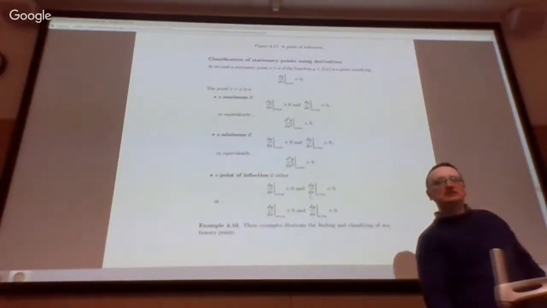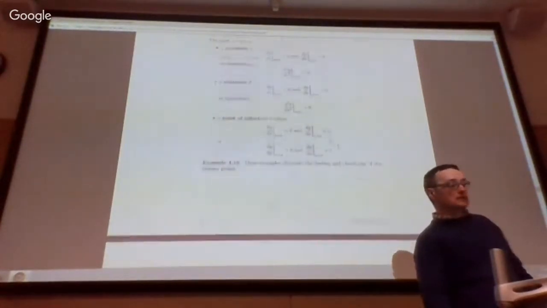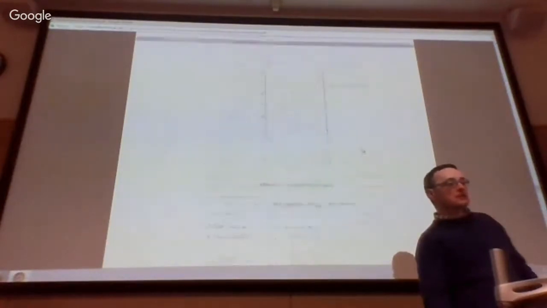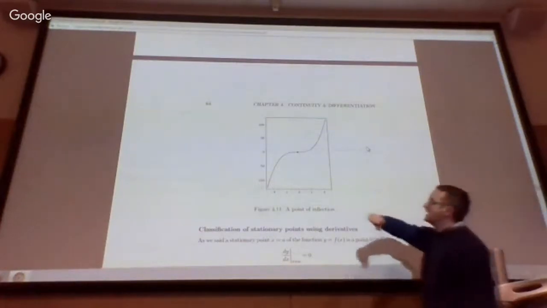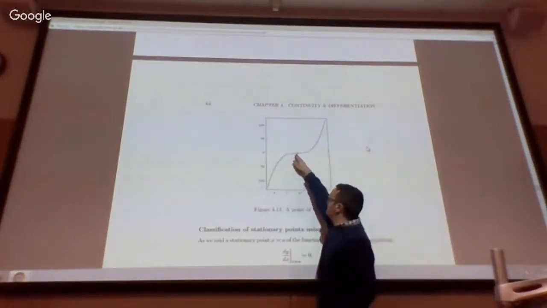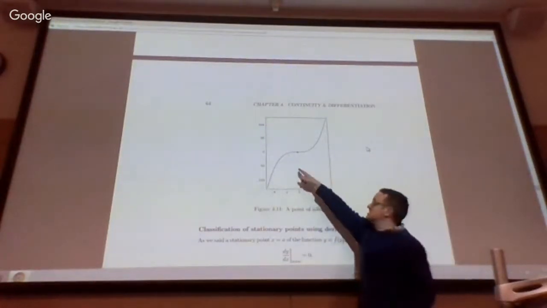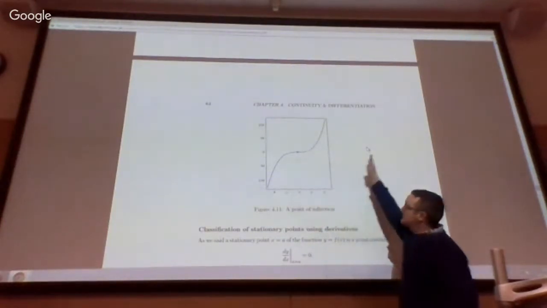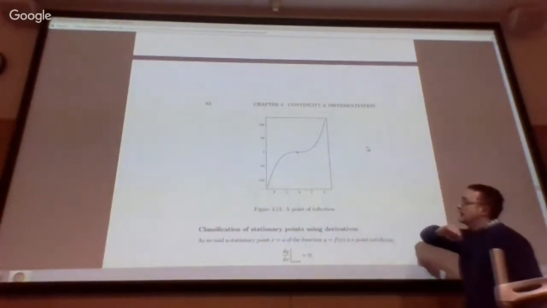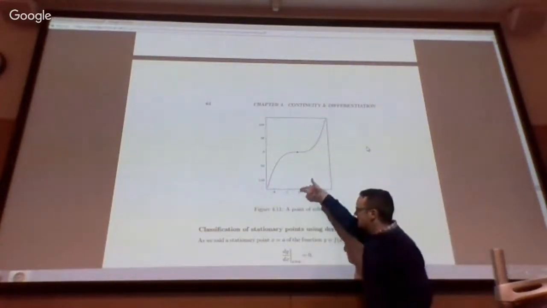The points of inflection then are the ones that don't come out as either of those two categories. Points of inflection are ones where the first derivative has the same behavior either side. In this one, it's increasing to the left and it's still increasing to the right. Its rate of increase slows down to nothing, but then starts to increase again. But it is increasing all the time as you pass through the stationary point, except for momentarily at the stationary point.